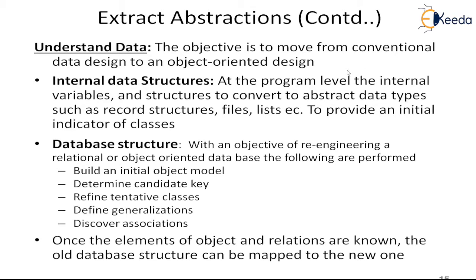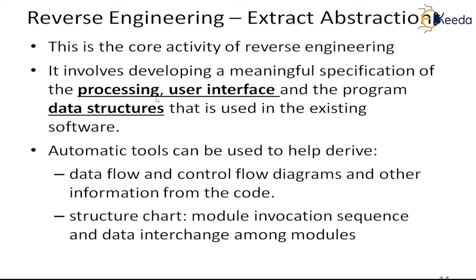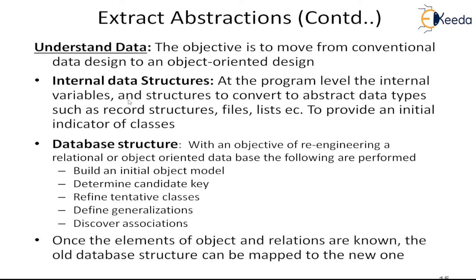So what the tool will do, first it will understand the data. The objective is to move from conventional data design to object-oriented design. So that is our objective in the reverse engineering. We said data structures, user interface, and processing; for all three things we have to do the specification. It will go through the internal data structures, all the program level internal variables and structures, to convert them to abstract data types such as record structures, files, lists. So it will do this conversion, and it will provide an initial indicator of the classes.